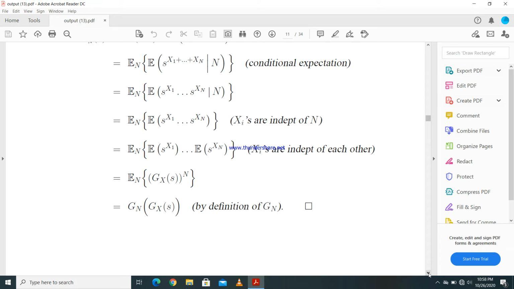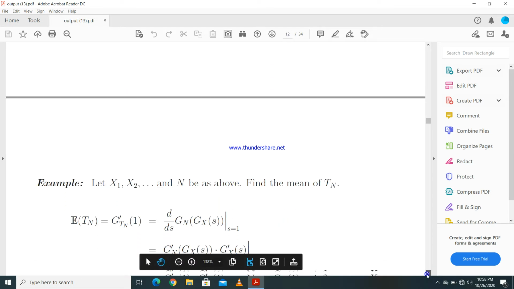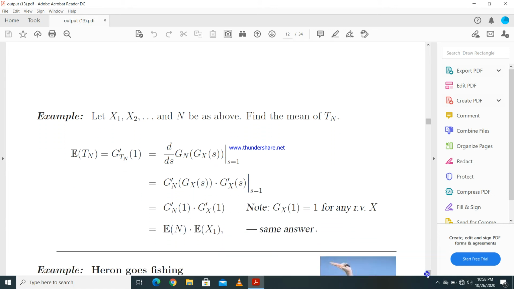Now we are going to take the expected value of this function with regard to random variable capital N. In other words, we are going to take the probability generating function of N, where inside it you have the probability generating function of x as the argument. So this is the proof, so you can easily prove that. So let's see how to solve this question.